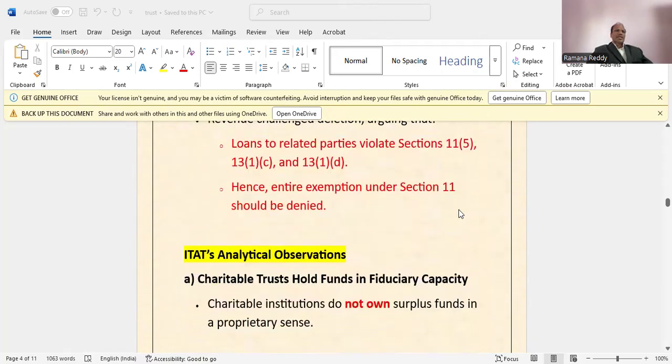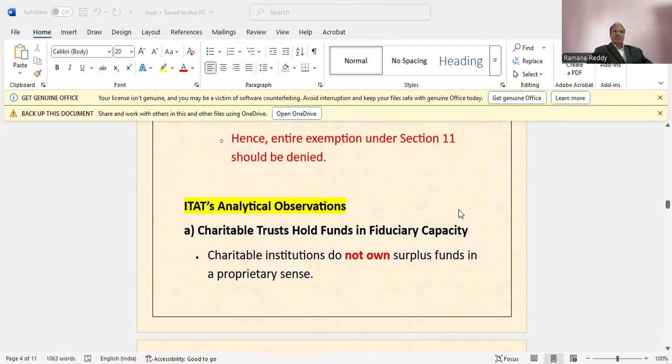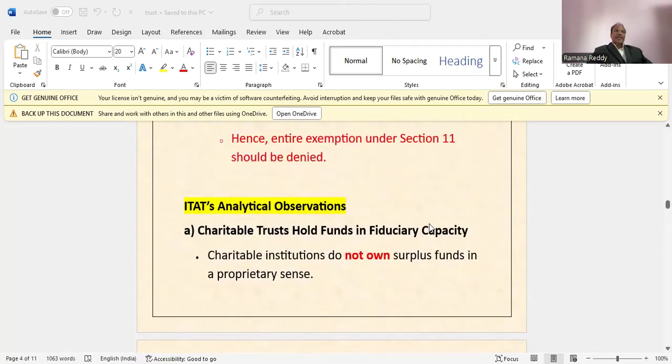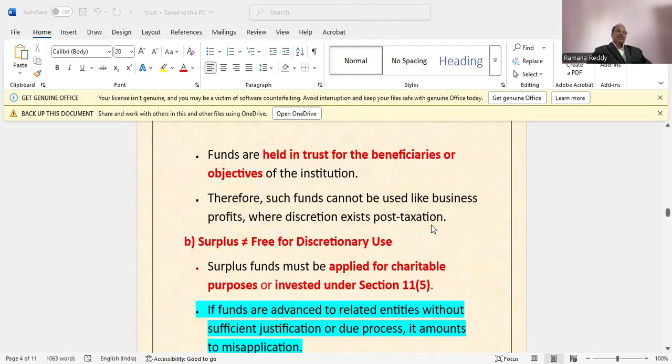Then we will see the ITAT's analytical observations. Charitable trusts hold funds in a fiduciary capacity. So charitable institutions do not hold surplus funds in a proprietary sense. Funds are held in trust for the beneficiaries or objectives of the institution. Therefore, such funds cannot be used like business profits where discretion exists post-taxation. So these are the ITAT's analytical observations, and surplus is not equal to free discretionary use.